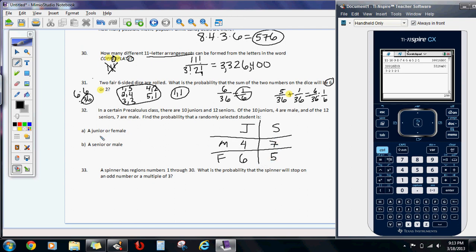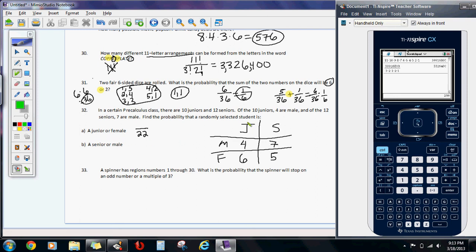So they're going to ask us what is the probability that we could have somebody saying yes to I'm a junior or I'm a female. Well, first of all, it's important to note that the number of students are the number of possibilities here, so the denominator is 22. All right, so I'm going to highlight here what we think a success would be.